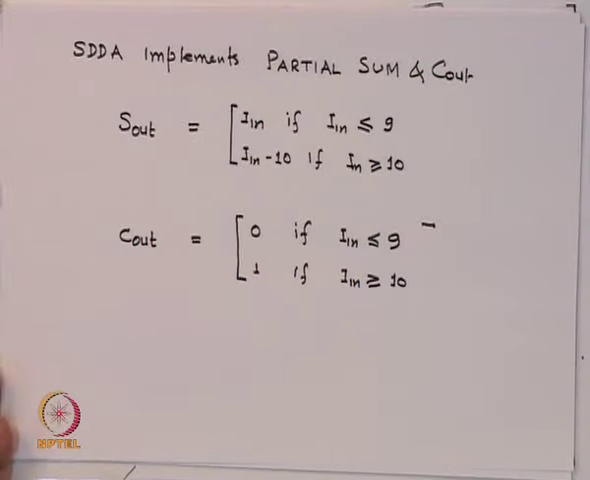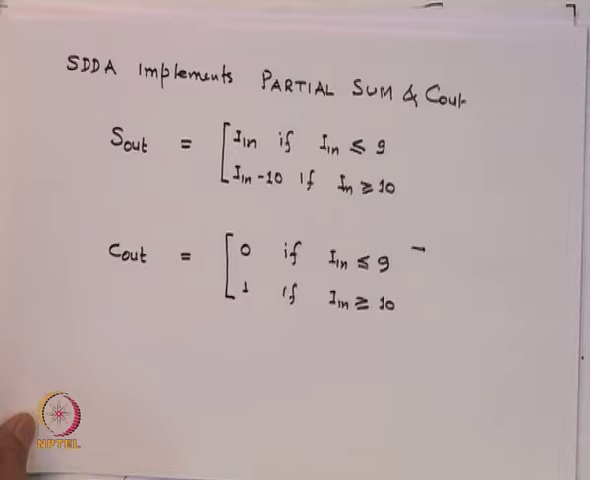You generate a carry out of it then. The sum term is only 5. So, S out is IN minus 10 if IN is greater than 10. By the same logic, C out is always 0 if IN is less than 9, because 5 plus 4 or 3 plus 5 never gives a carry, and anything beyond 10 will give a carry. So, you say C out is 0 if IN is less than 9, and C out is 1 if IN is greater than or equal to 10. Quickly we show you the circuit, and we will switch off this adder part.